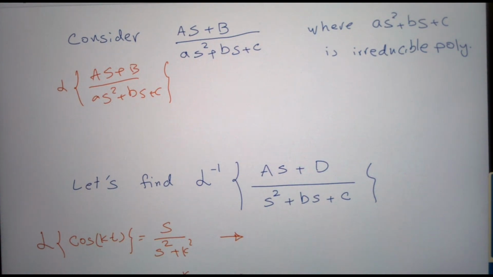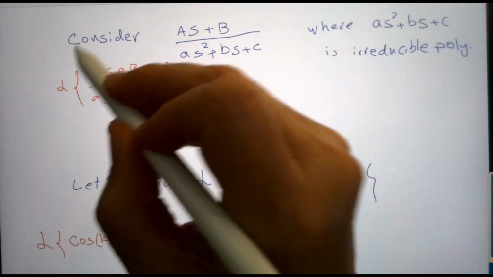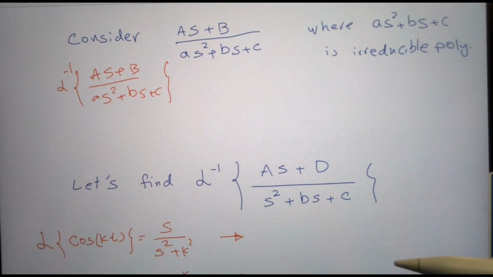Consider the quotient capital A times s plus capital B over the quantity lowercase a s squared plus lowercase b s plus lowercase c, where a s squared plus b s plus c is an irreducible polynomial. How do we find the Laplace inverse of this quotient?